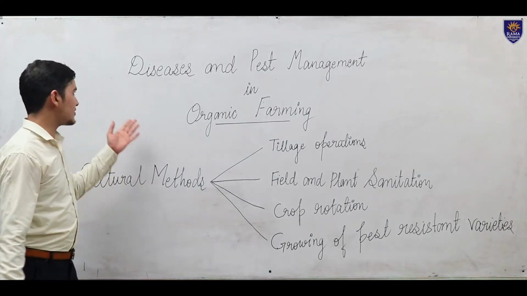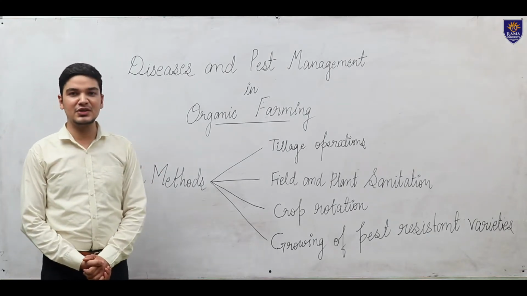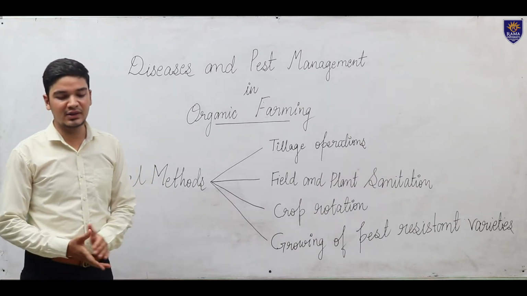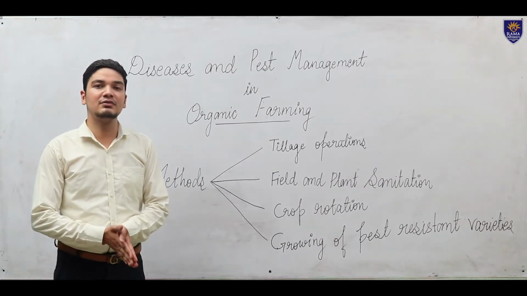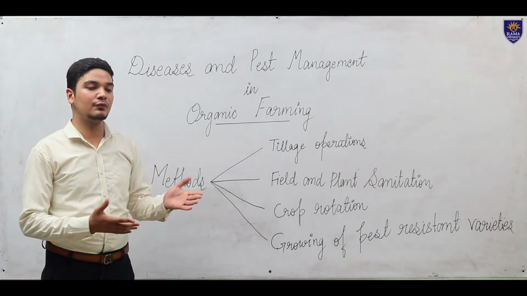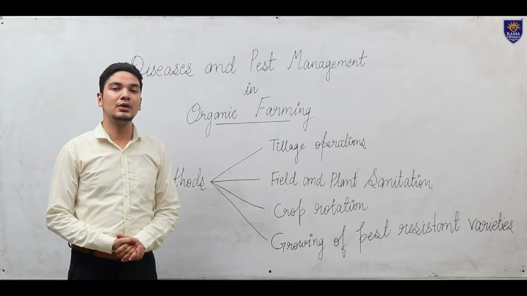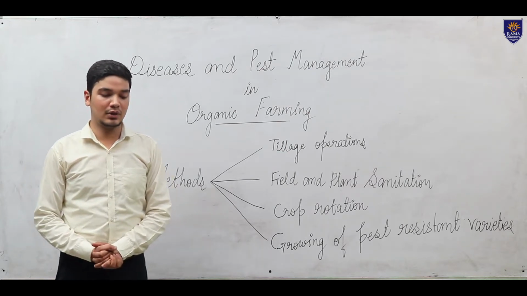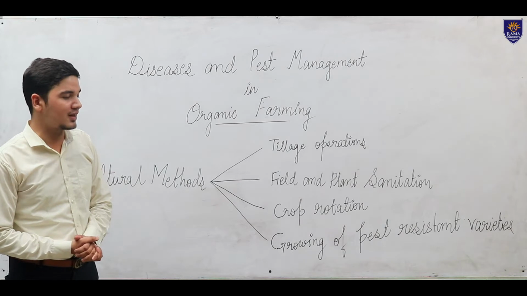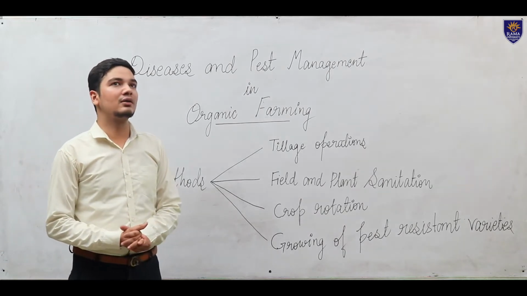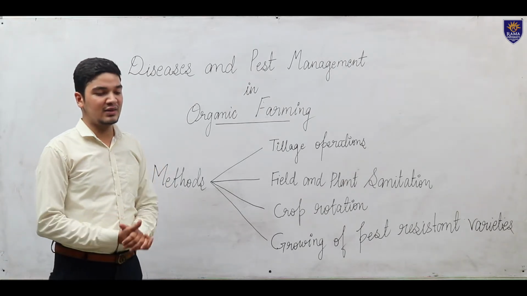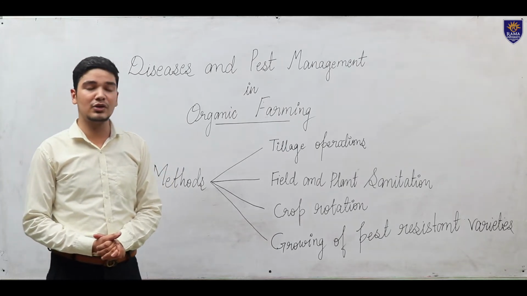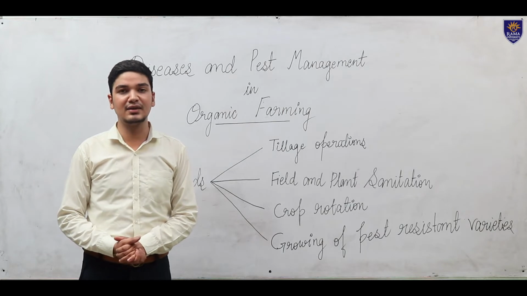Today we are going to discuss diseases and pest management in organic farming. Agriculture has a vast range of activities, in which we grew from subsistence farming to commercial farming and then to sustainable farming. There were some drawbacks of commercial farming: various diseases and pest resistance were developed due to the indiscriminate use of synthetic pesticides and chemicals.